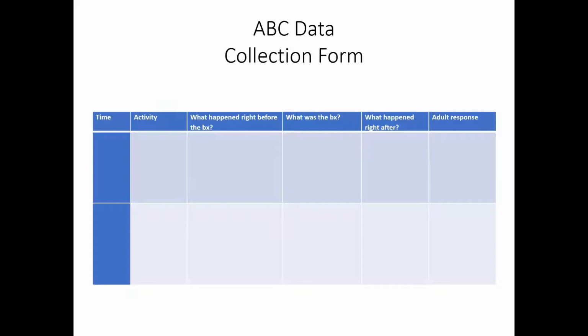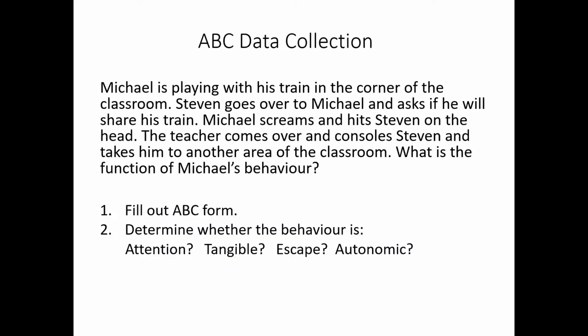And then putting in detail what happened right after the behavior, so what that consequence was, and then also adding in the adult response. So that might tie into that consequence piece, like how did you, the adult, respond in that situation? And I think I've got an example here that I can show you.